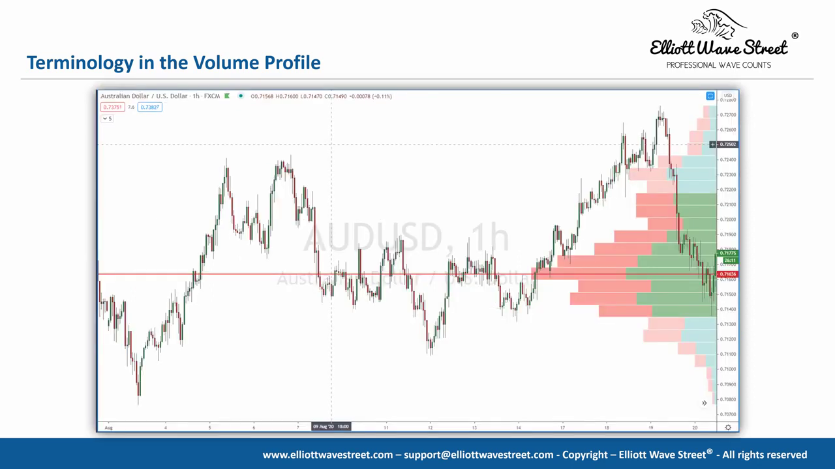Let's have a look at another example here. This is the Aussie. On the Aussie, we have this profile where most of the volume was traded at this area. Here is the point of control. So in case you were buying, you are going to buy here, or here, or here, or here. I'm just going crazy, I'm not talking about any strategy here. I'm saying buy below the point of control.